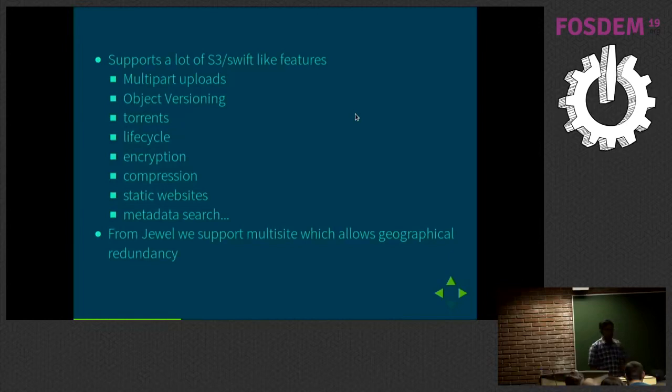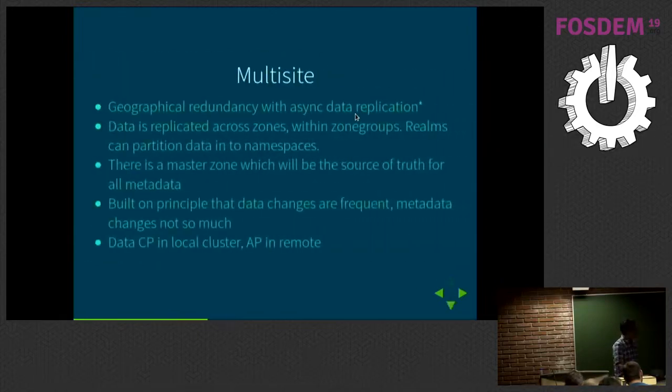From the Jewel release onwards, we supported this concept of multi-site, which is geographic redundancy across Ceph clusters for object storage. And that is the basis for all of the sync modules and exporting data to the outside world. Basically, multi-site allows for geographical redundancy with async data replication. It's not exactly completely async. Data is always asynchronously synced.